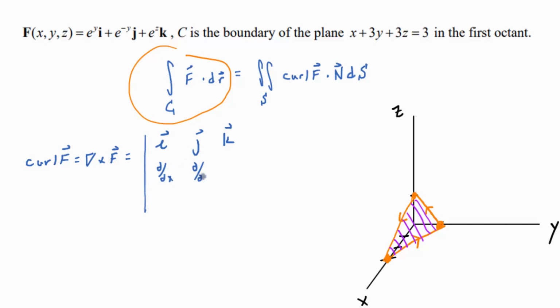d/dx, d/dy, d/dz, the differential operators, I should say. And then the components of F on the last row: e to the y, e to the negative y, e to the z. Okay? Well, if we cross out the first column and take d/dy of e to the z and subtract off d/dz of e to the negative y to get the first component of the curl, what do we get? We do get 0. So 0i, or if you like, you could write it in component form.